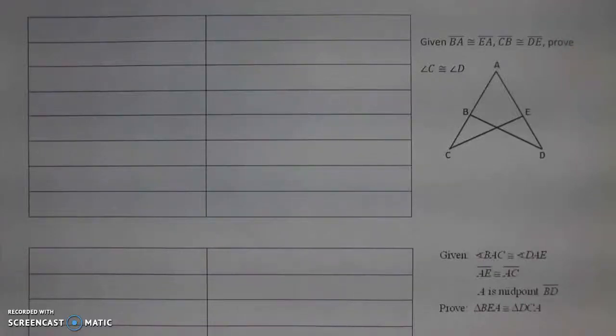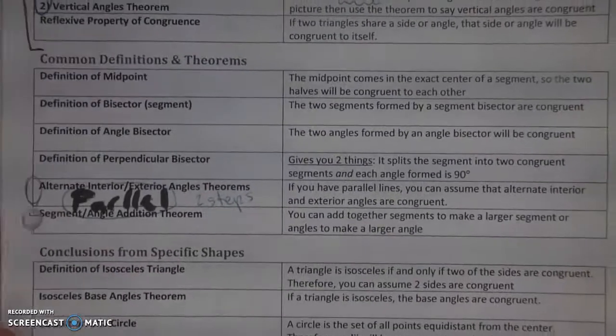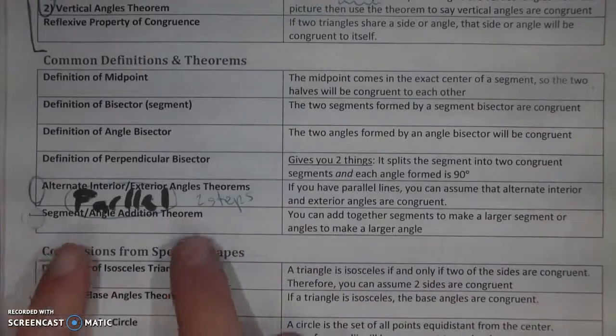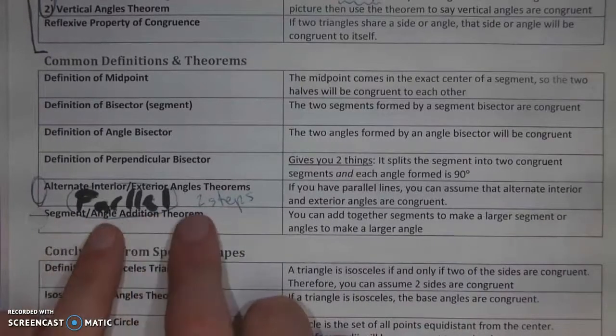Good morning. Today what we are going to be looking at is how to prove that various angles or sides or even triangles are congruent using just a couple more theorems. Now, the one that we're going to work with primarily today is the one that we haven't used in common definitions and theorems, and that is segment addition and angle addition theorem.